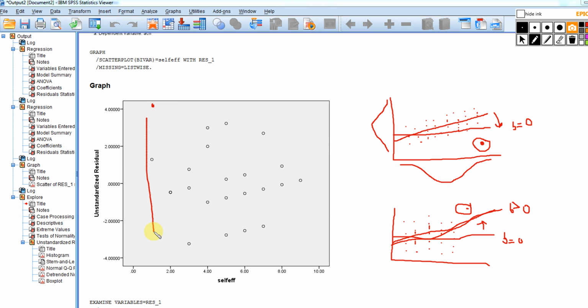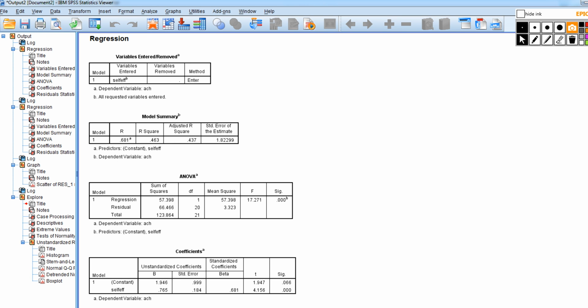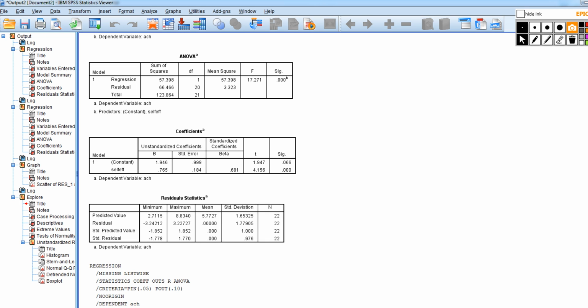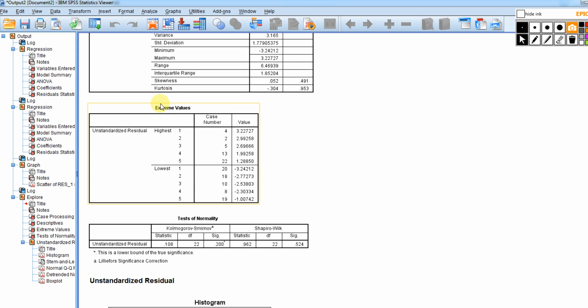Additionally, if we go back and look at the residual statistics, let me see if I can find our test of normality, you'll notice that we have extreme values, and it actually gives you candidates for being outlying cases. So you can see that you've got the highest and lowest unstandardized residuals, and so these cases right here in your data set might be candidates for possible bivariate outliers.